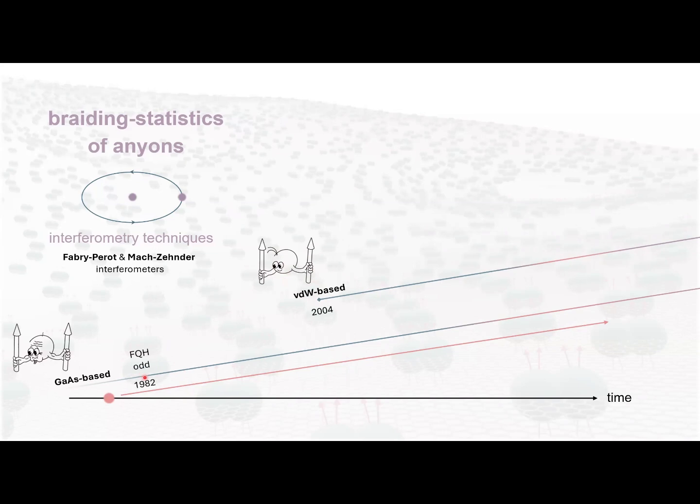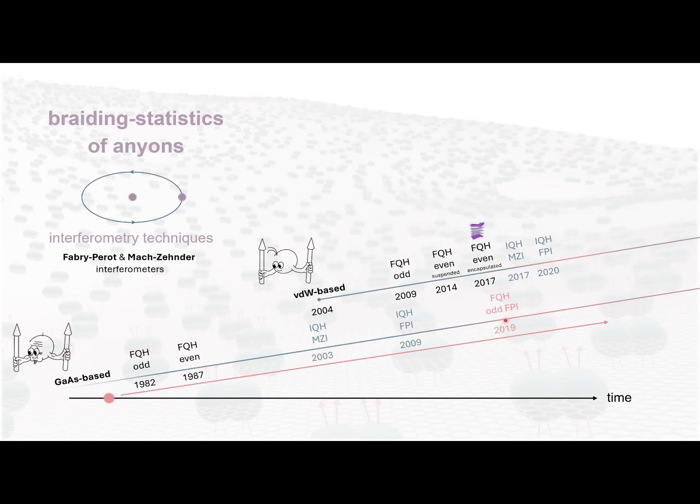So in gallium arsenide, the odd denominator was seen in '82, even denominator in '87. In graphene, the odd denominator was seen in 2009. The even denominator was seen in suspended bilayer graphene in 2014 and in encapsulated in 2017. The first Mach-Zehnder in the integer quantum Hall effect was achieved in 2003 and the Fabry-Perot in 2009. In graphene, the Mach-Zehnder in the integer quantum Hall effect was done in 2017 and in 2020.